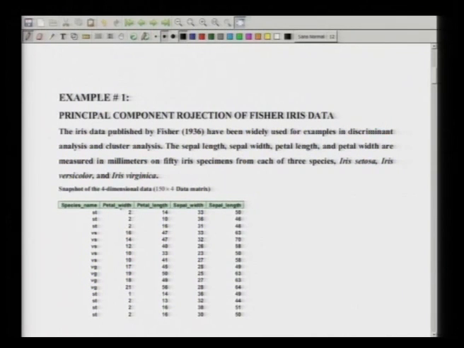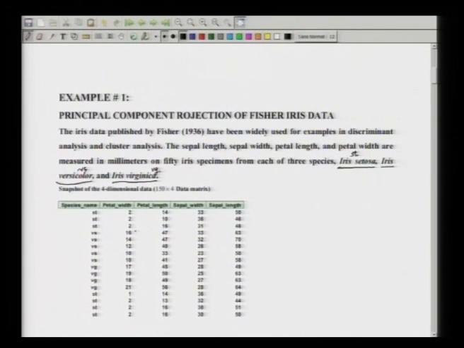The first characteristic is the petal width, the second is petal length, the third is sepal width, and the fourth is sepal length. ST, as you can understand, stands for iris setosa, VS is used for iris versicolor, and VG for iris virginica. These data are the lengths in millimeters of these 50.